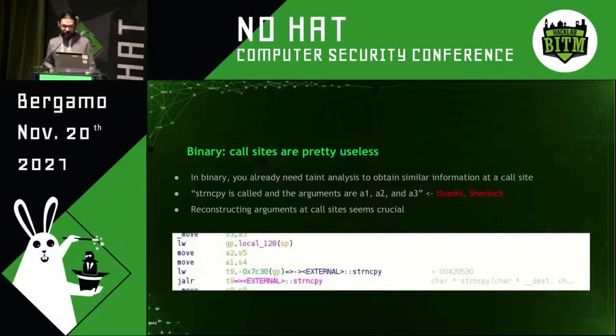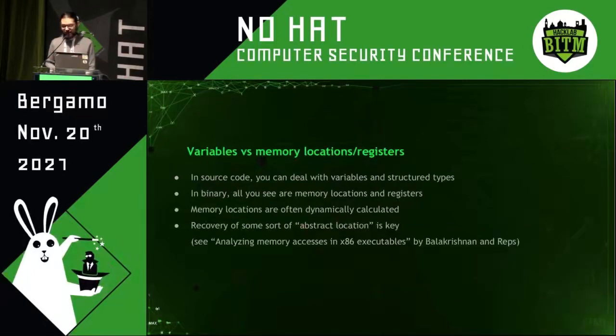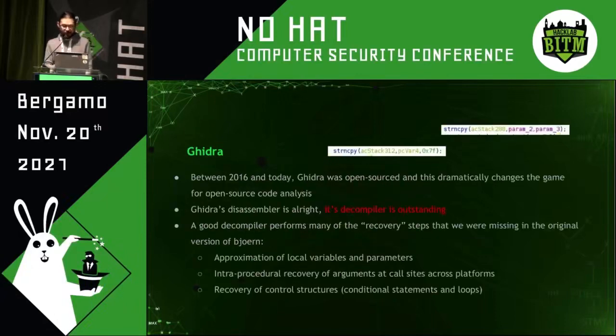All right. For binary, you have a call site and you see, okay, something's being called, and then it tells you, well, the arguments are A1, A2, and A3, and you're like, okay, thanks, Sherlock. That's not very useful for us, is it? So reconstructing these arguments is crucial. Another problem is that you don't really have variables anymore. Variables are actually the programmer telling you what he's doing with that memory location. That's not the case in binary. All you have is memory locations and registers. And so a huge part of what you need to do is recover these high-level variables. There's a good paper about that where they call that abstract locations. I just put it here on the slides. You can check that out later if you like.